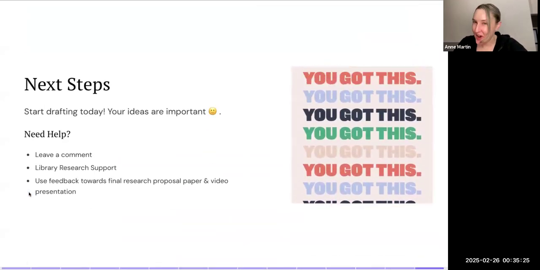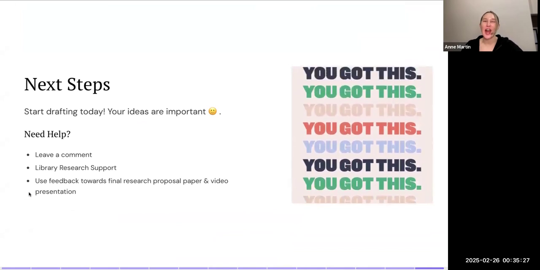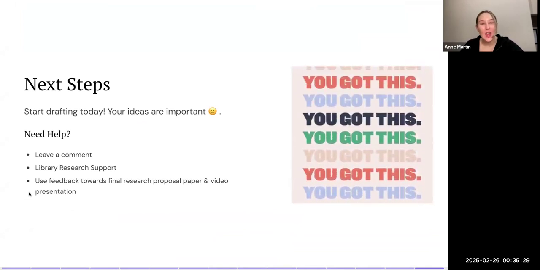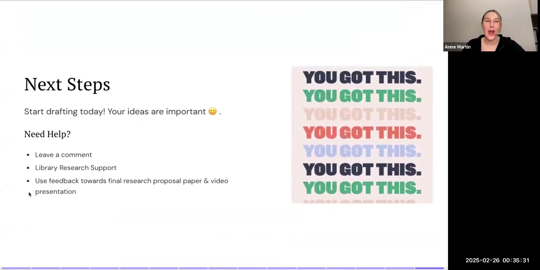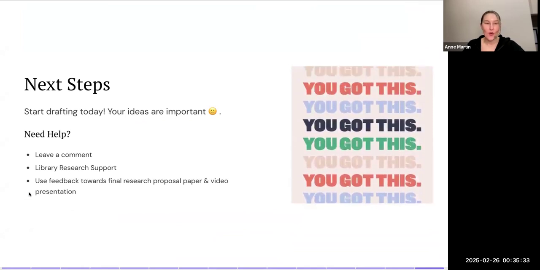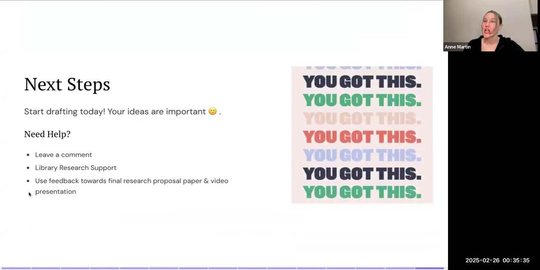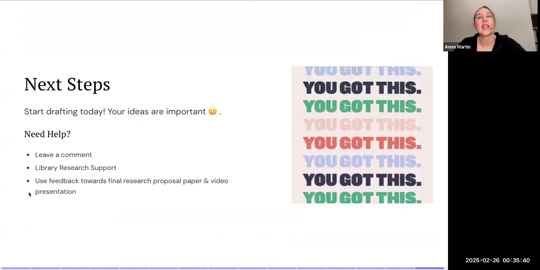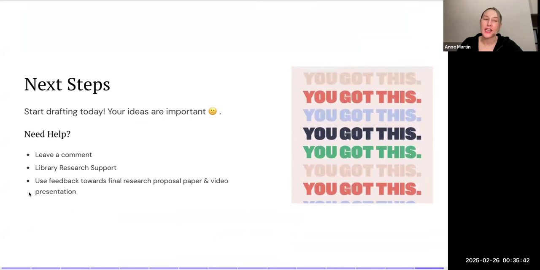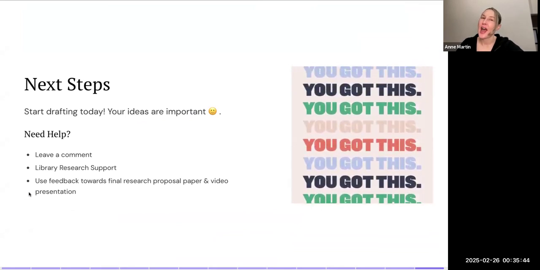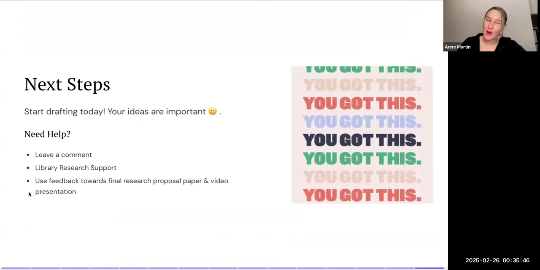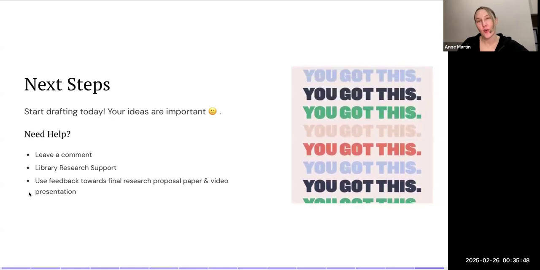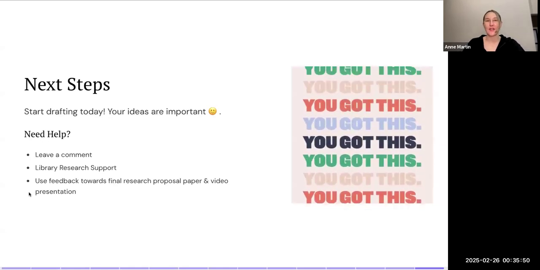So you got this. Start drafting your outlines. I'm looking forward to seeing them and giving you feedback. So feel free to leave any questions or comments here. Check out the library support if you need it. And keep in mind, the purpose of the outline is to get feedback so you can have a very strong and well thought out final research proposal at the end of the semester.